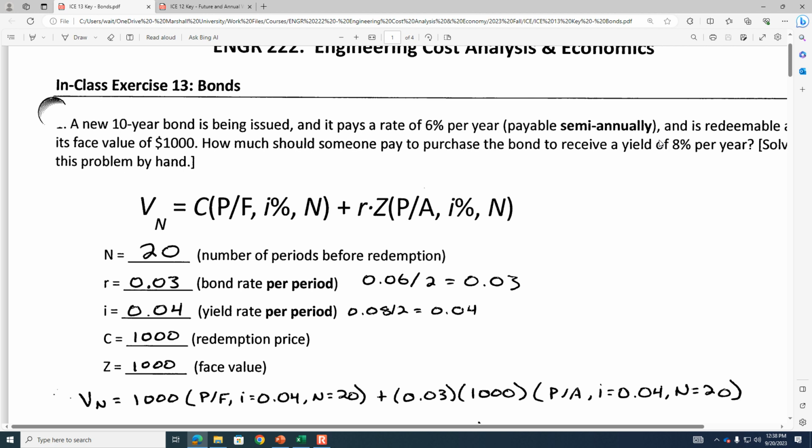Since it's semi-annually, then a 10-year bond will have 20 periods. If it was quarterly, then you multiply by 4. If it is every month, then you'd multiply by 12 in terms of N. For the rates, then you'd divide. Because that is how much they pay you. It's redeemable at its face value. So that means the face value is 1,000 and the redemption is 1,000.